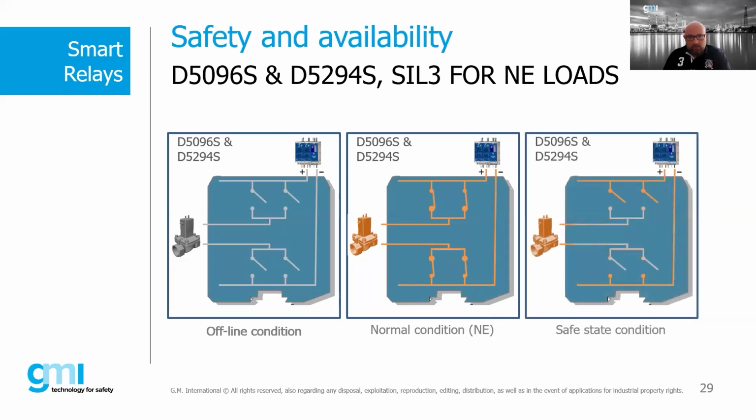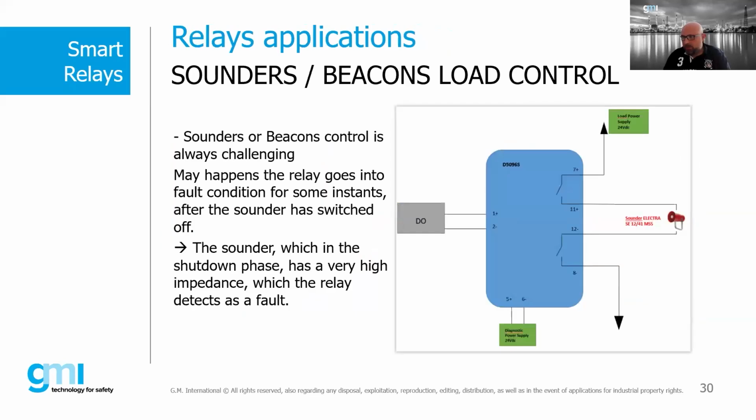A few more slides, let's go to the next. So we can see another real life example, something that we can call an issue, and how to overcome it. Here we have an example of a sounder. Typically, these devices, especially in the off condition of the relay, show the relay a very high impedance, often outside the diagnostic range of the smart relay. In the opposite condition, when it's on, they show, for a very short instant, a fault condition due to the capacitive front end that they have.